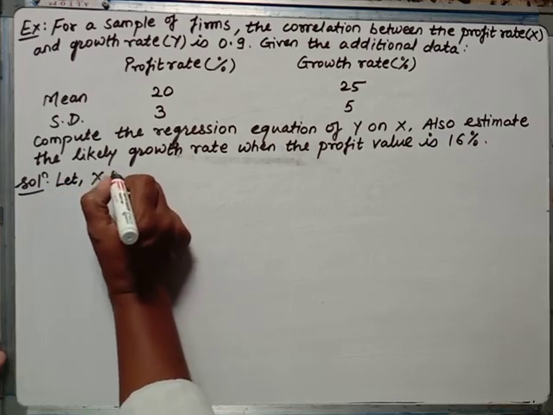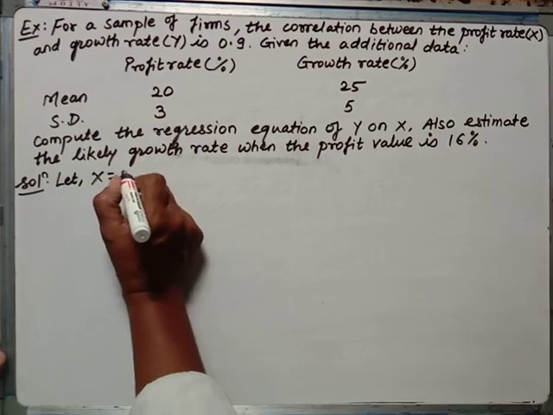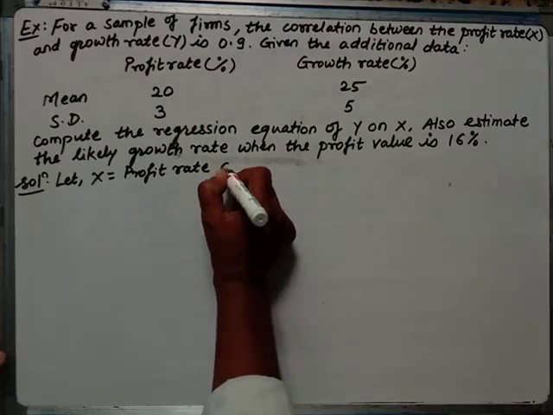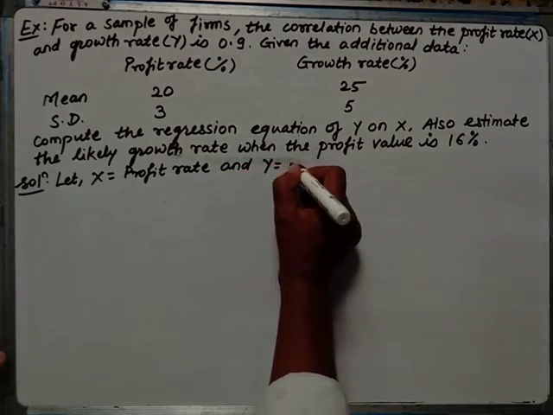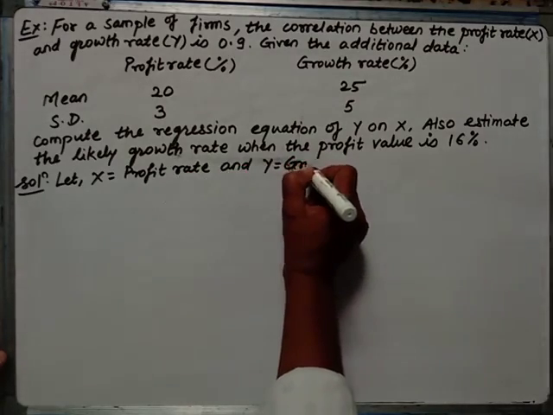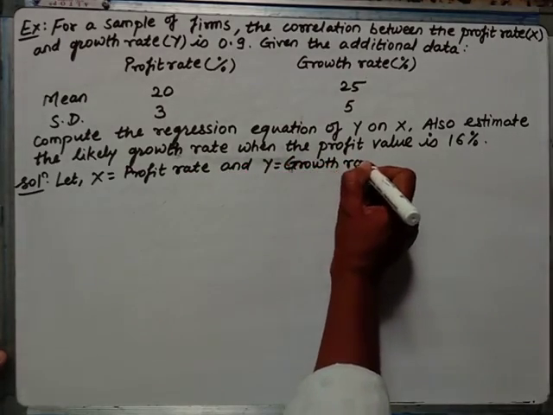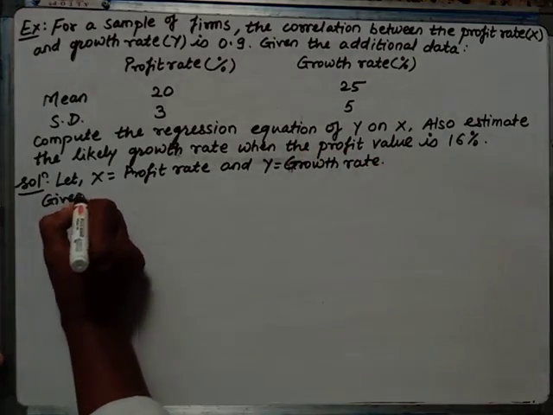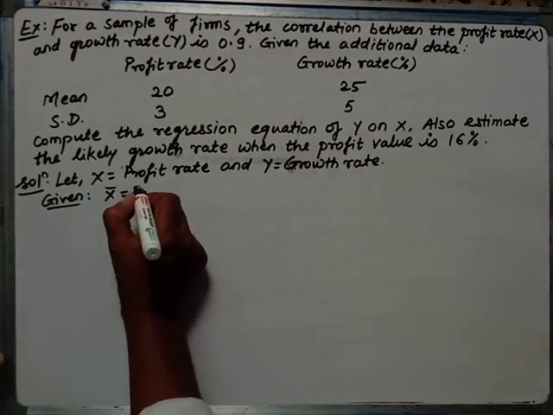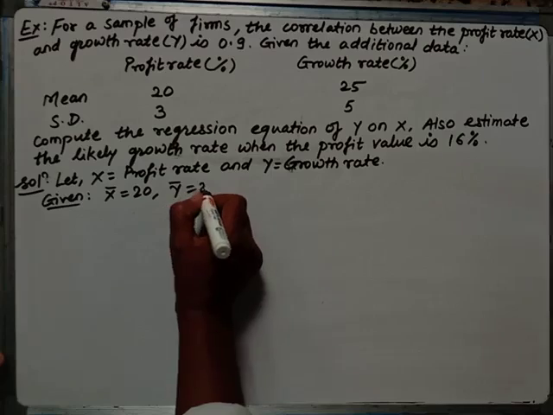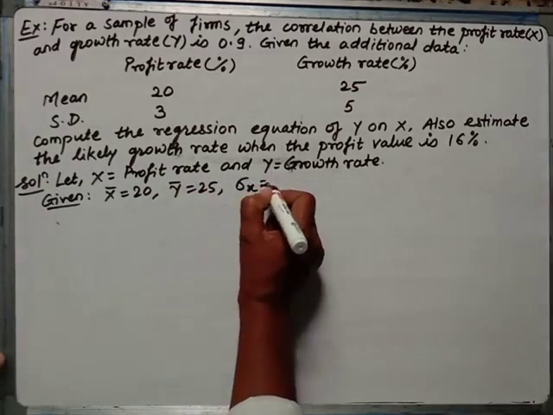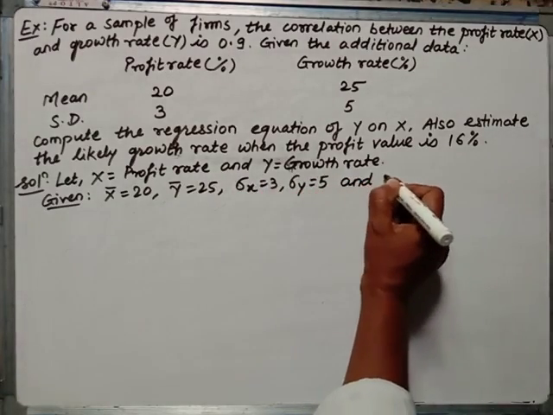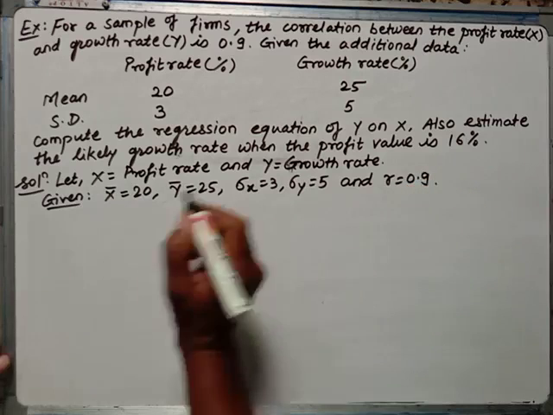First, X is the profit rate and Y is the growth rate. This is given in percentage, right? Also given are X bar is 20, Y bar is 25, sigma X is 3, sigma Y is 5 and R is 0.9. This is given to us.